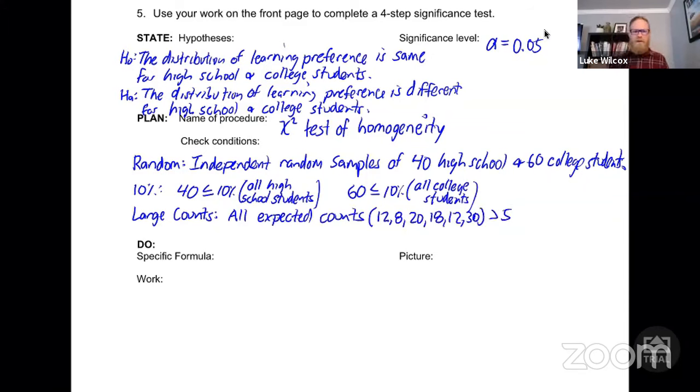Now, one quick note here, another way that you could justify the large counts condition, instead of having to list out every one of the expected values, you could just look for the smallest expected value. And in this case, the lowest expected value is 12. And if the lowest value is greater than 5, well, then of course, all of them are greater than 5. Just make sure you have those expected values somewhere on your paper. We had already done all the calculations of the expected values there.